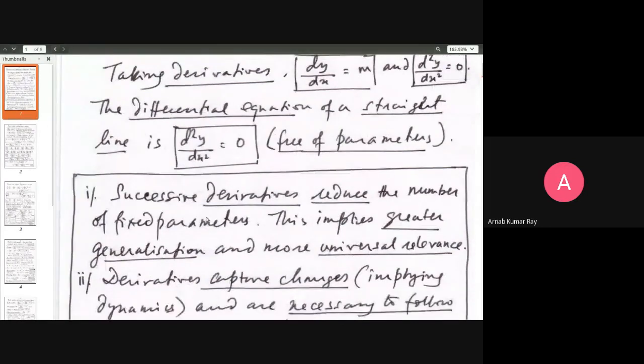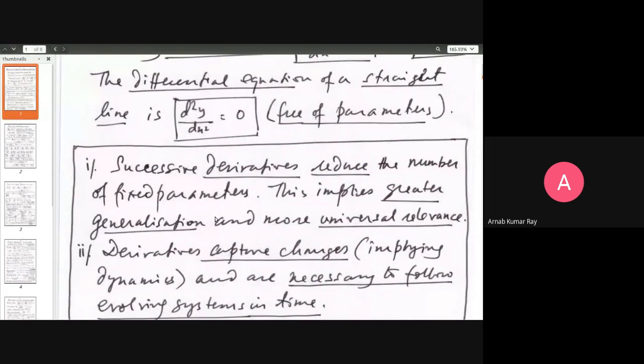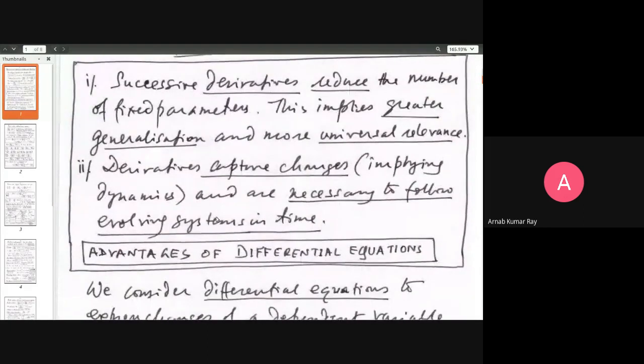So differential equations contain derivatives. And what do derivatives do, or what do they represent? Derivatives are mathematical devices that capture changes. And when you say changes, basically you are implying dynamics. And why are we interested in dynamics then? Because the physical world that we see is always changing in time.